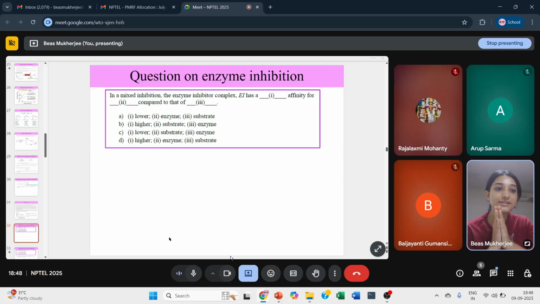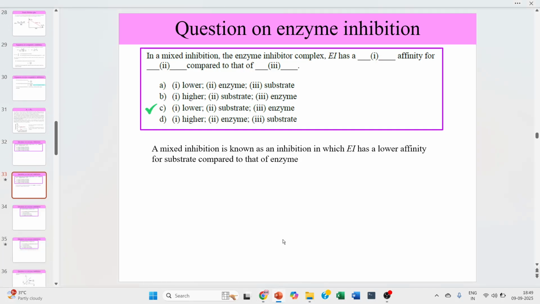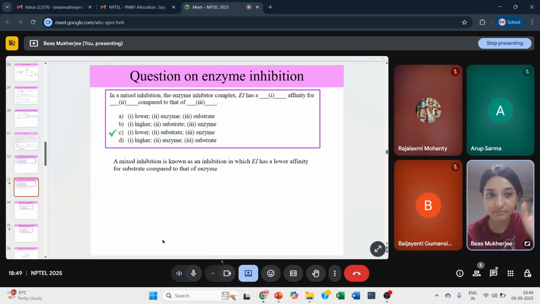So whether the substrate is going to bind to the enzyme inhibitor complex with higher affinity or the enzyme with higher affinity. Right, so that is actually the question that is given here. So we can have a look at the answer. See, we were thinking in the right direction. So 2 is the substrate and the enzyme inhibitor complex binds to the substrate more easily and with higher affinity than the free enzyme is going to bind to the substrate. Got it?